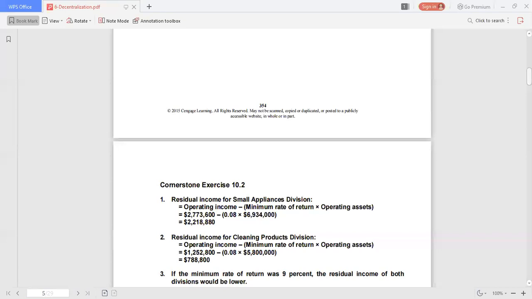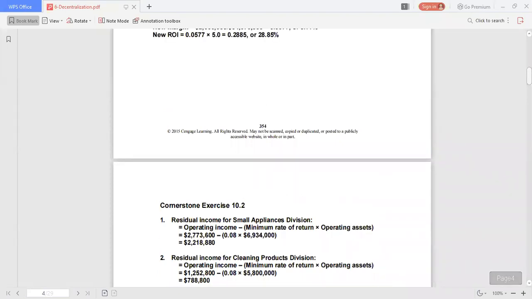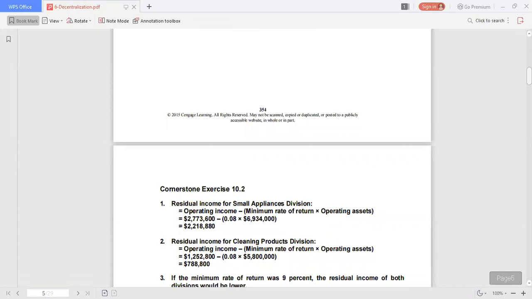So 8% of the average operating assets, and we finally get the residual income since the operating income exceeds the minimum rate of return. We have a positive residual balance.